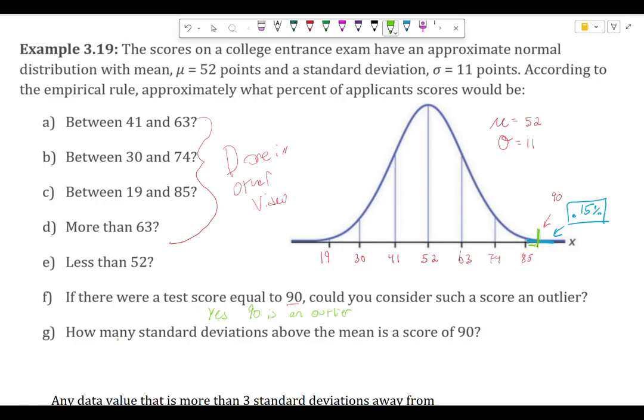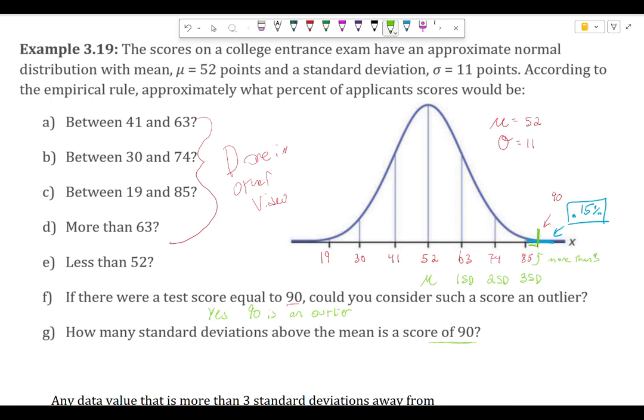Now the question asks, how many standard deviations above the mean is a score of 90? Well, here's the mean, mu. Here is one standard deviation above the mean. Here's two standard deviations above the mean. Here's three standard deviations above the mean. I defined where all of these values came from in that other video, so please make sure you watch that. What we know is a score of 90 is more than 3 standard deviations above the mean. How many more than 3 is it?